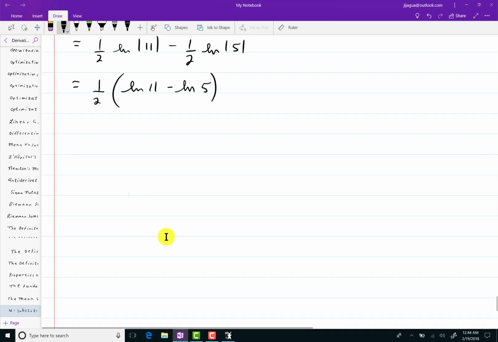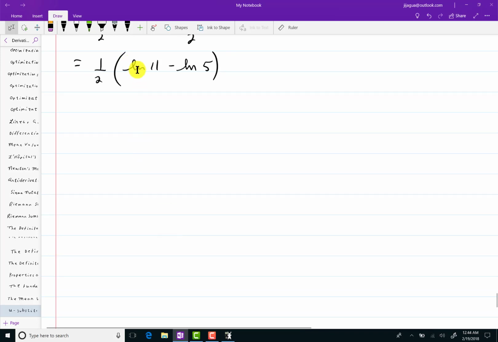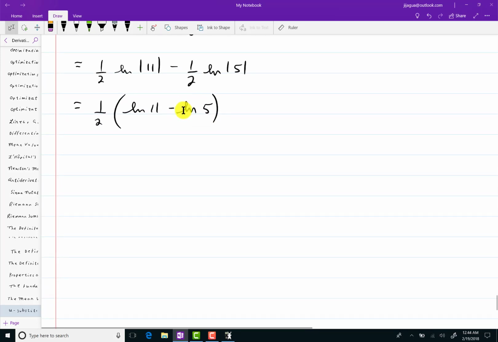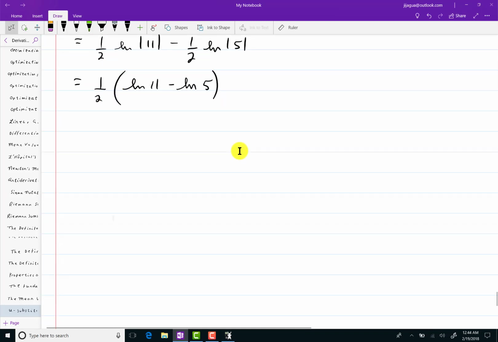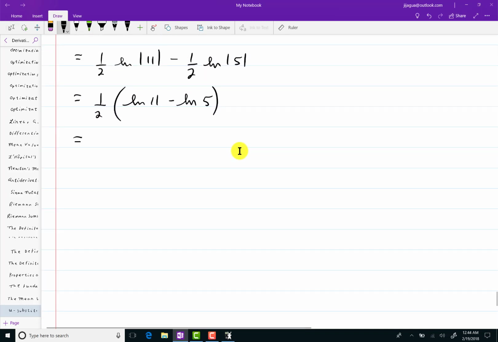I can combine that into one natural logarithm if I want to. Honestly, if you were to leave an answer like that, I'm fine. But I'm going to go further. I feel like I have an obligation to do so. The rule when you have a subtraction with natural log is you divide. So you do ln 11 over 5.